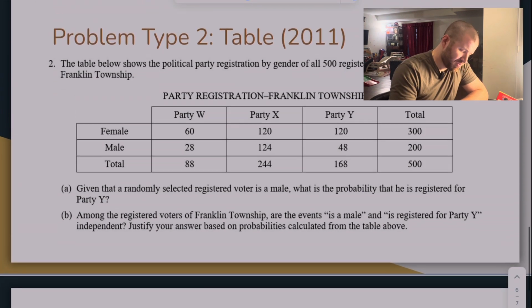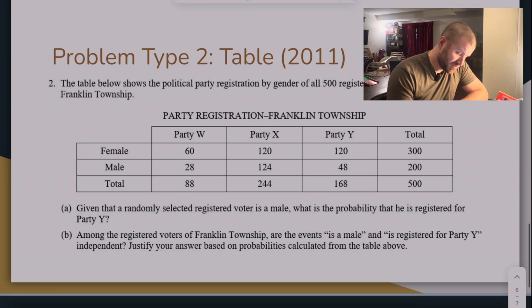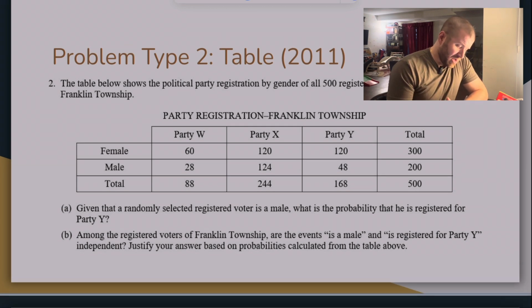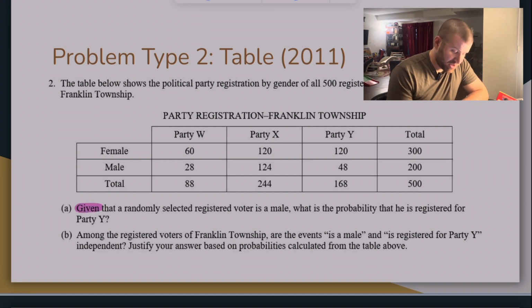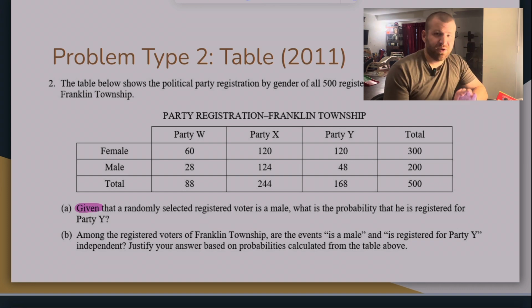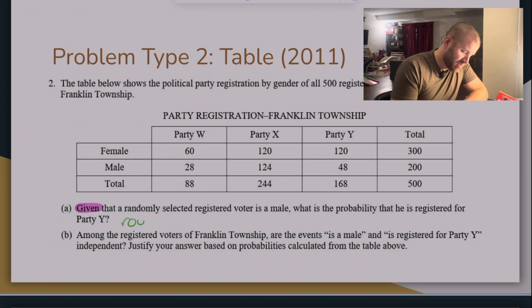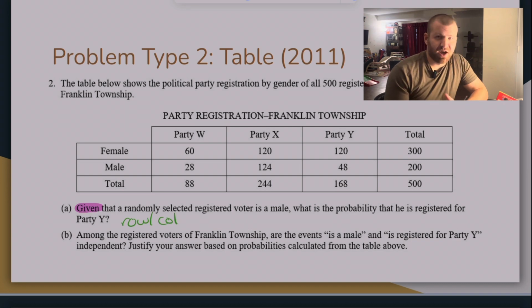The other type of problem you might see is a problem with a table. And now this one is a little bit more obvious, where it says literally the words given that a randomly selected registered voter is a male, what is the probability that he is registered for party Y? The one reason why I bring up this type of question is that if you're in a table scenario, the given just sticks you in a row or a column, depending on what you're given.